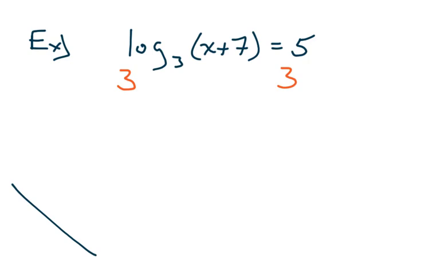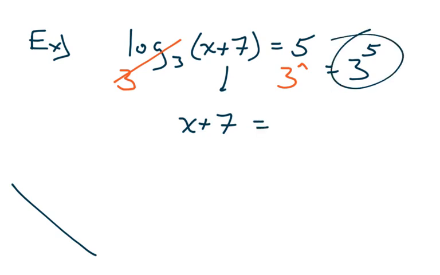Well, what that does is it cancels with the log. And on the right side of the equation, it creates an exponent situation. It creates 3 to the 5th power. So it pushes that 5 up as an exponent. Now, my x plus 7 is able to come down because the log canceled. But 3 to the 5th power, well, that's going to be a new number.